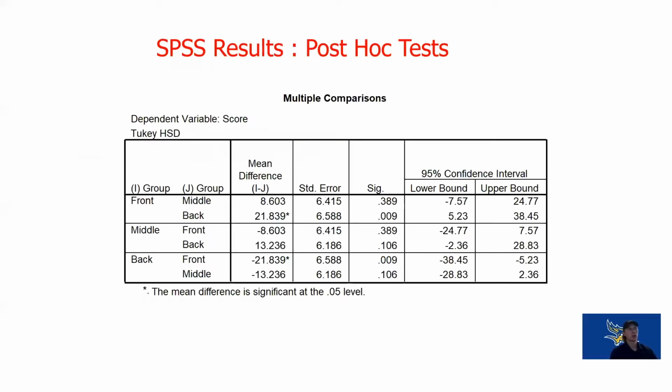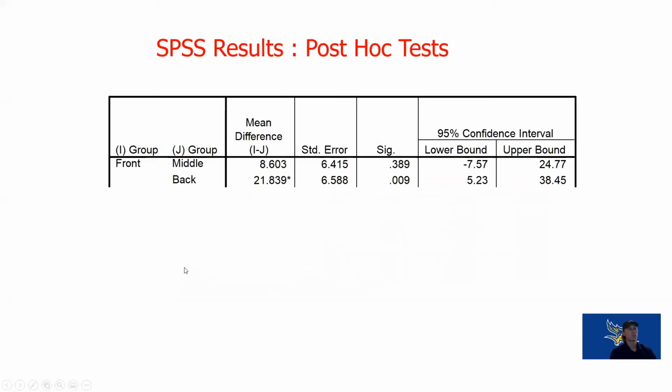Okay, so here's a post hoc test. In this case, we have a Tukey's test, and we're comparing the front and the middle, the front and the back, the middle and the front, the middle and the back, the back and the front, the back and the middle. Here are our mean differences, our standard errors, and our significance levels from those tests. So let's analyze the first one first.